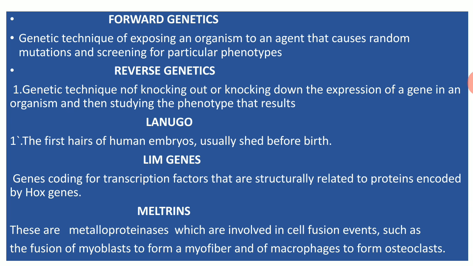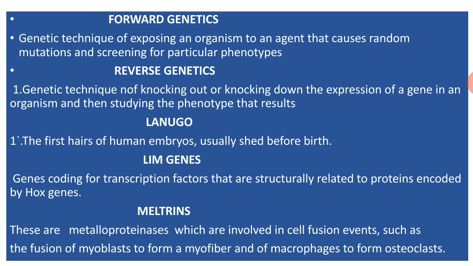Forward genetics, a genetic technique of exposing an organism to an agent that causes random mutation and screening for a particular phenotype. So forward genetics depends on random mutation, whereas reverse genetics depends on knocking down. The genetic technique of knocking down or knocking out the expression of a gene in an organism. Lanugo is the hair of the human embryo, usually shed before birth.